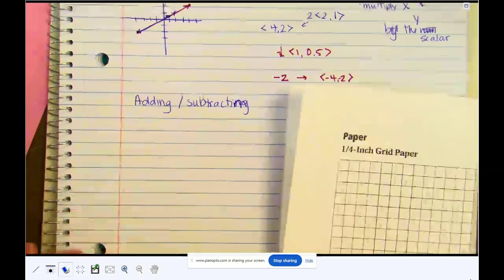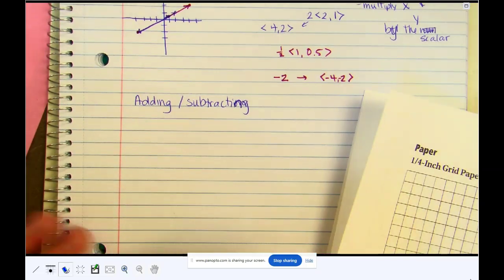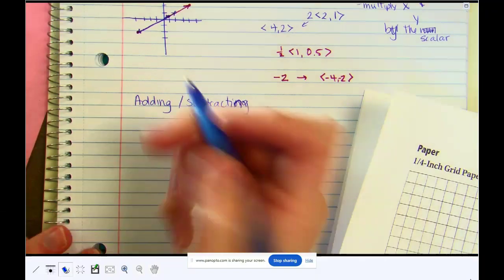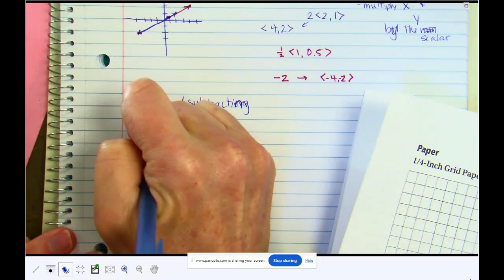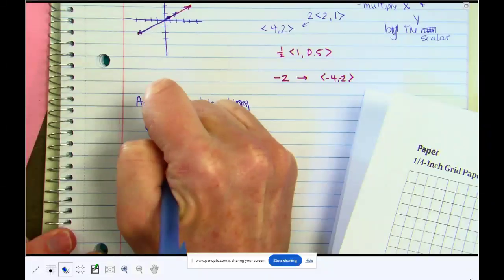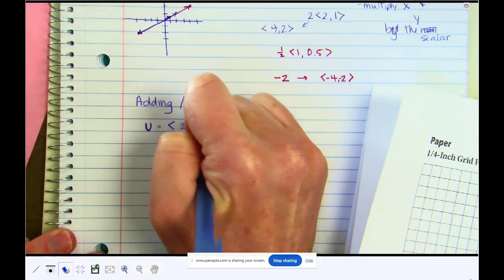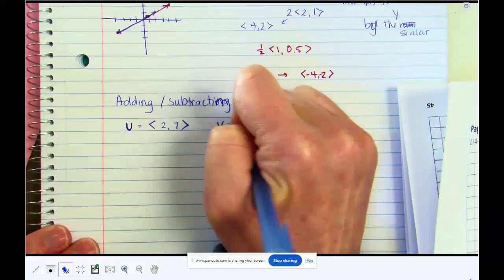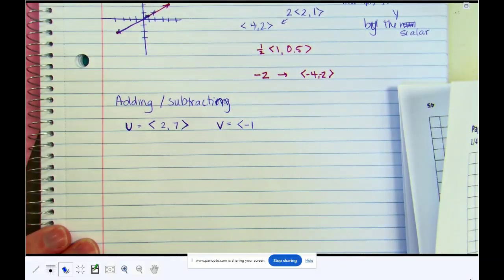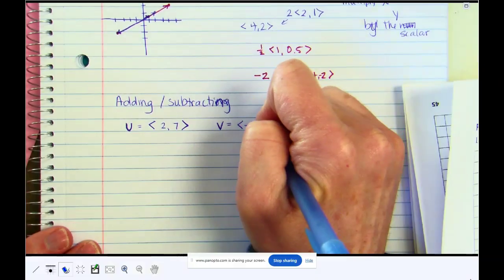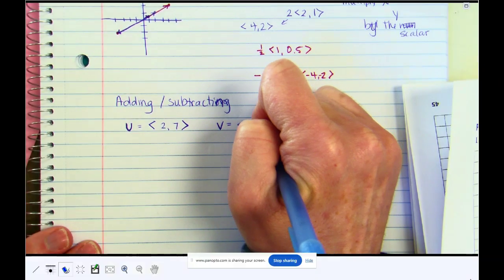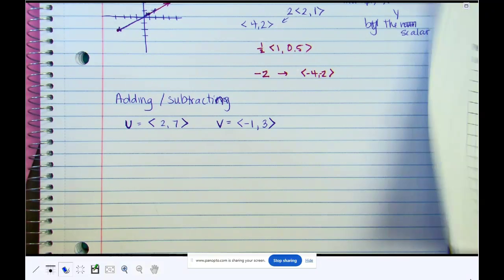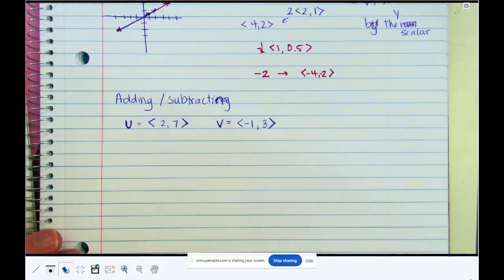Okay, so when we add or subtract, I'm going to write this down. It's a little bit confusing, so I'm going to write it down, and then I'm going to show you what it means. So let's say that vector u is 2, 7, and vector v is -1, 3. Okay, we're going to add these guys together. We're going to add them graphically.